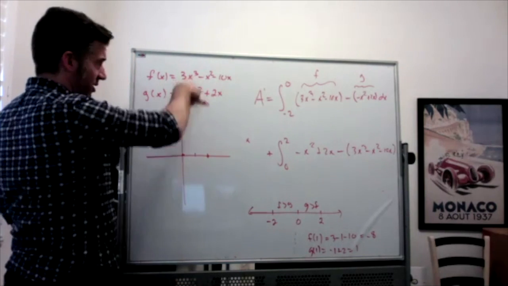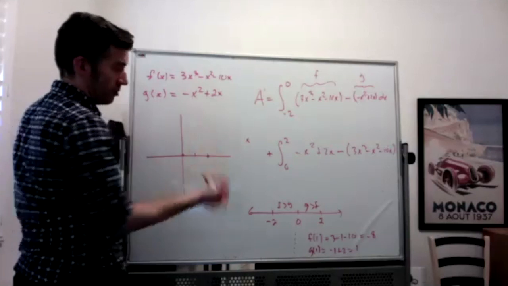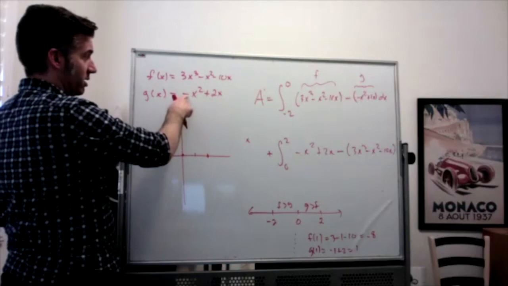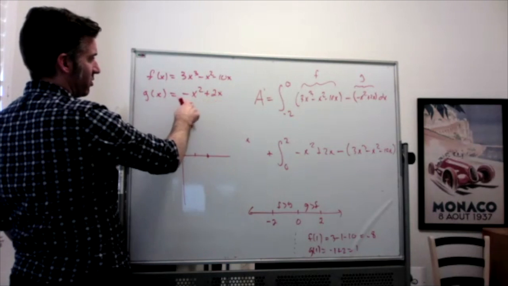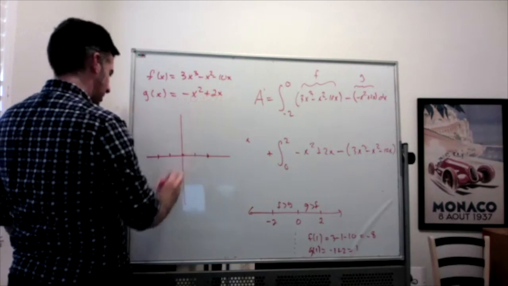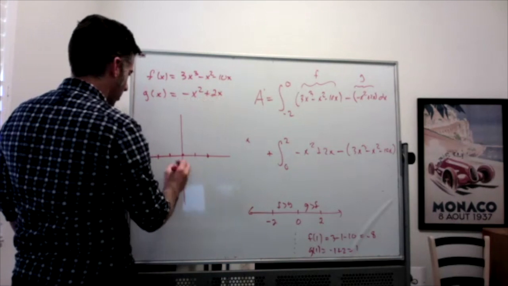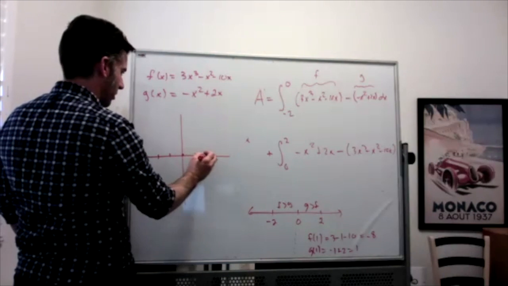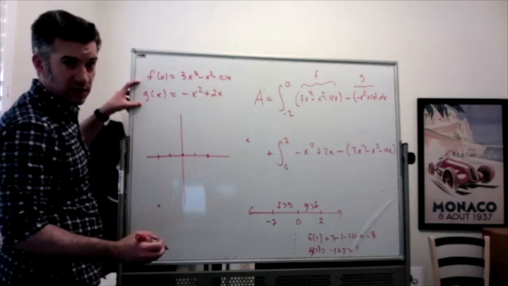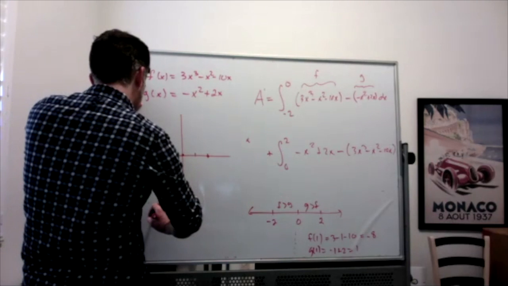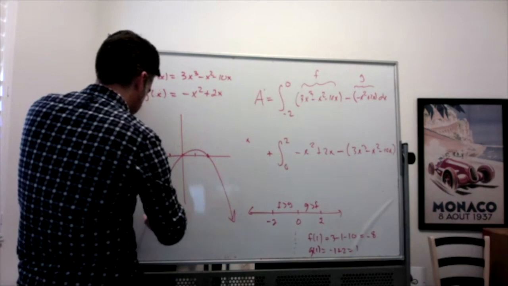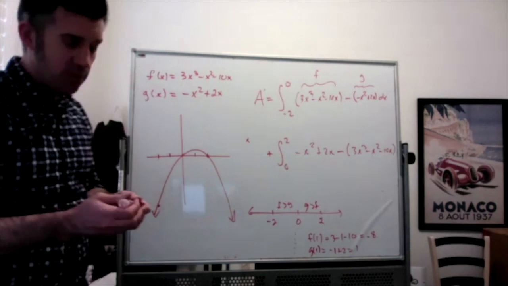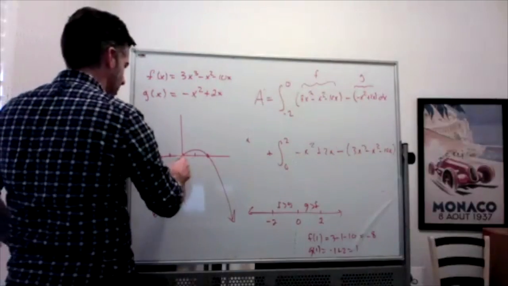At 0, they're both equal to 0. At 2, they're both equal to 0 as well, because you plug in 2 here, you get negative 4 plus 4, which is 0. And at negative 2, you get negative 4 minus 4, so you get negative 8. So they hit this point, and this point. G of x being the parabola looks like this. F of x being a cubic function, which I'll draw in blue here, is going to hit the same 3 points.